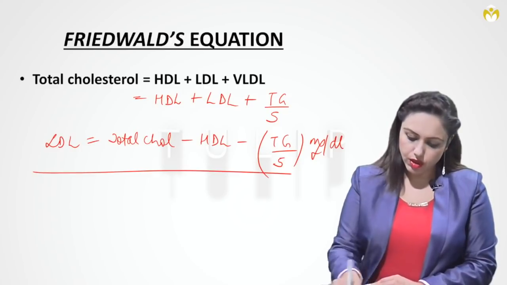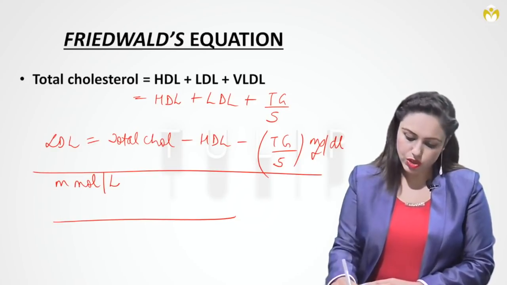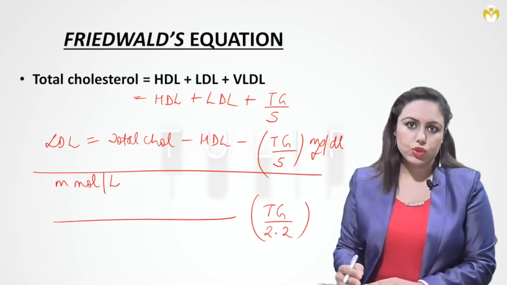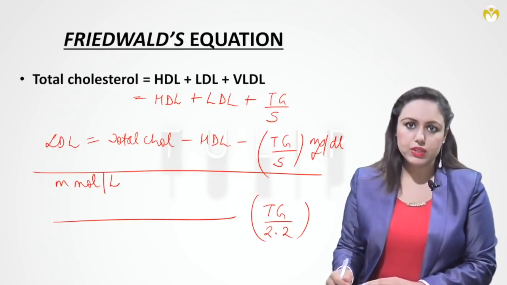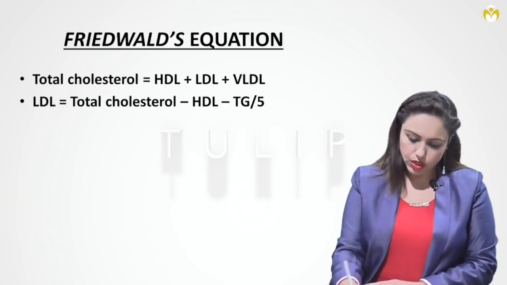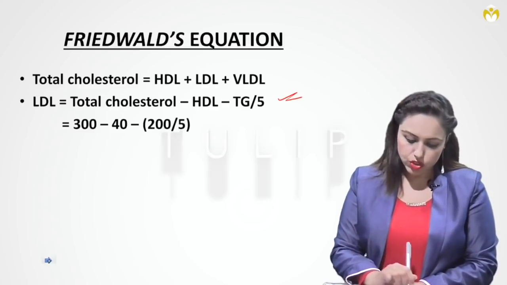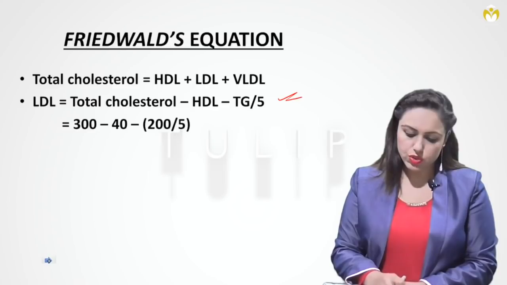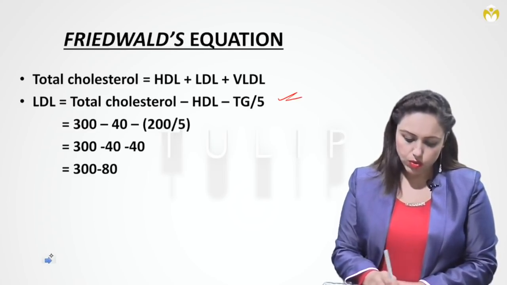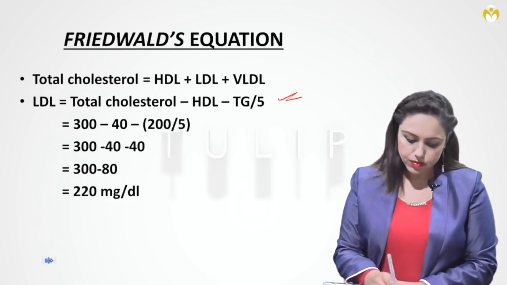But if the units are given in millimoles per liter, then almost the same equation, but now you will write triglyceride divided by 2.2. So now the answer will be in millimoles per liter, right? So in this question, we have to apply this equation. LDL is equal to total cholesterol minus HDL minus TG by 5. In this question, they are giving you these values. Total cholesterol is 300, HDL is 40 and triglyceride is 200. So the answer will be 220 milligram per deciliter, right?